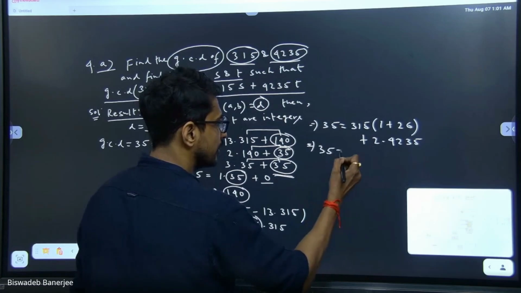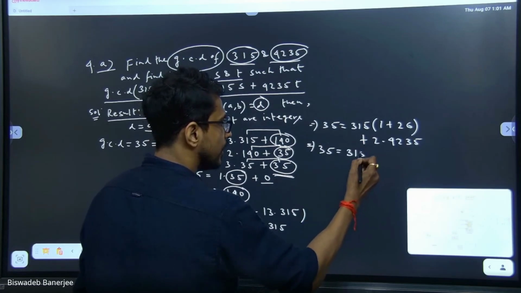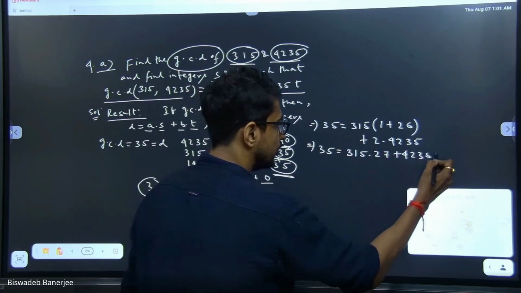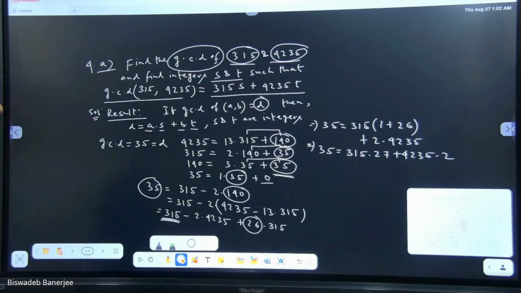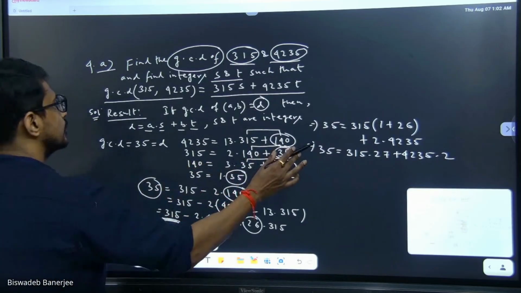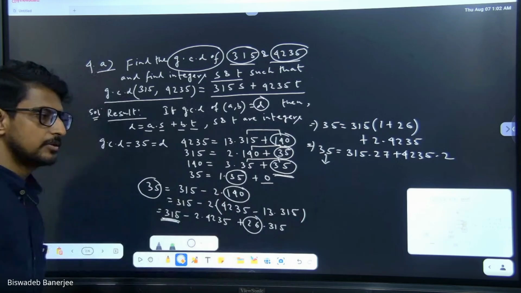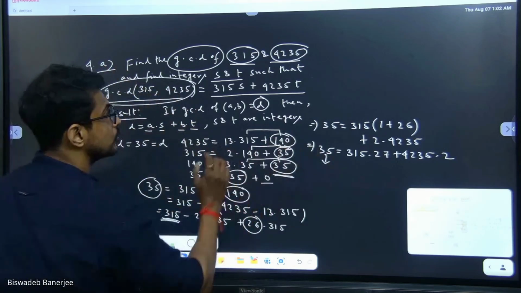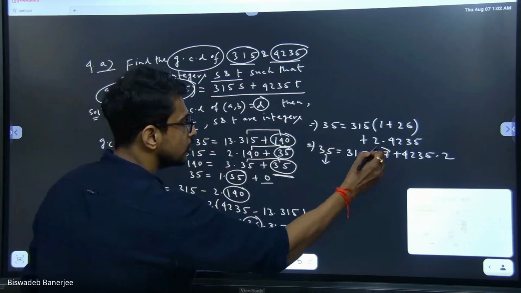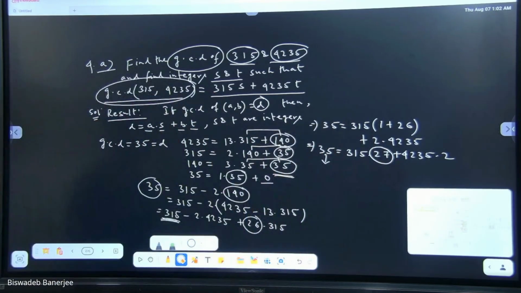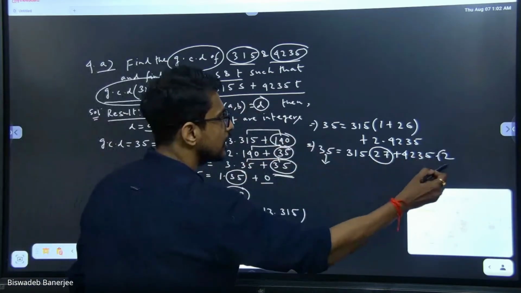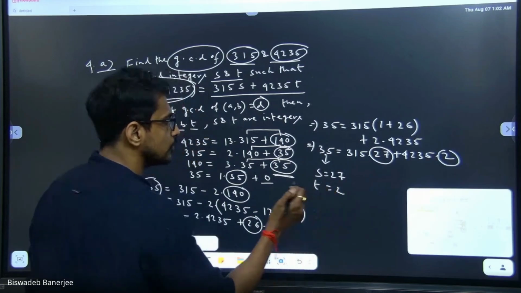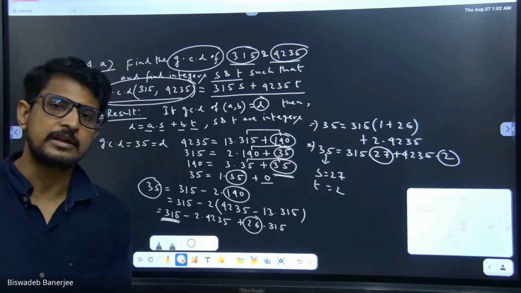This gives you 35 equal to 315 into 27 plus 4235 into 2. See that. So this 35, we have written this 35. This 35 is what? This 35 is GCD between these two. So what GCD between these two is written as 315 into S plus 4235 into T. So there is my S, there is my T. So my S becomes 27, my T becomes 2. Okay, so these are my values of S and T.